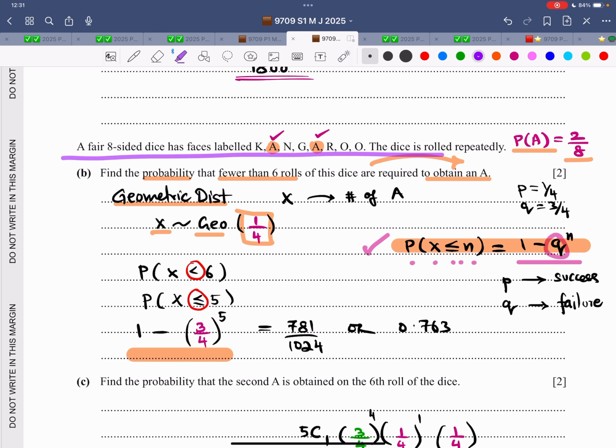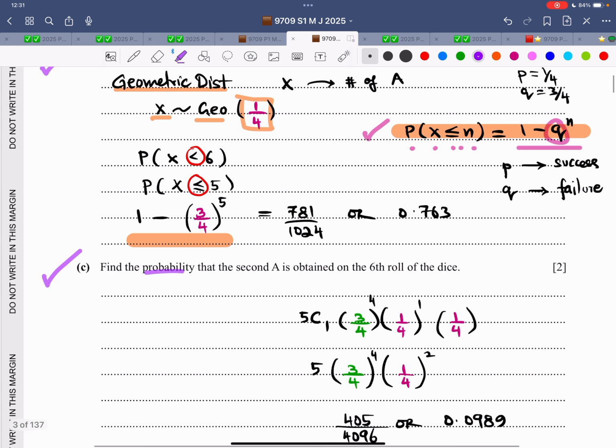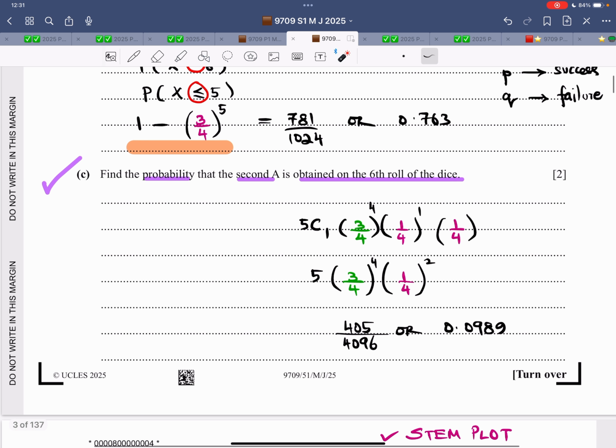This paragraph over here, that is applicable for B, that is applicable for C, both. Find the probability that the second A is obtained on the 6th roll of the dice. Now, we have seen these kind of questions maybe in 2023 and the year 2024. So these kind of questions were there a lot of times.